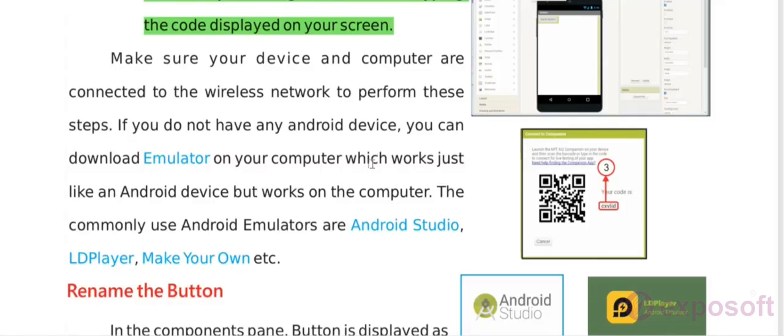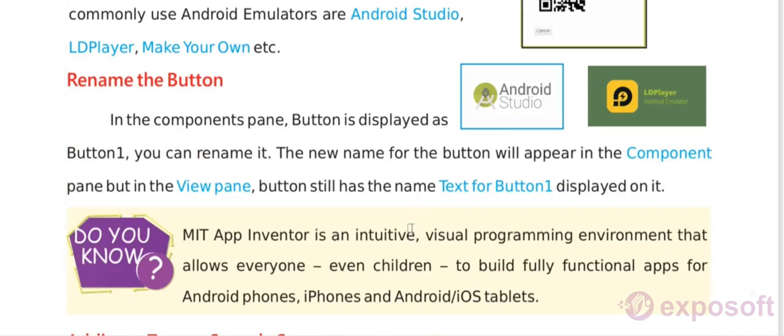If you do not have any Android device, you can download the emulator on your computer, which works just like an Android device but works on the computer. The commonly used Android emulators are Android Studio, LG Player, Make Your Own, etc.